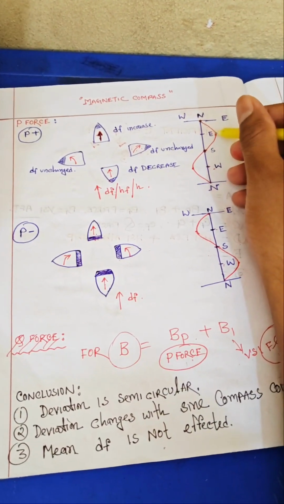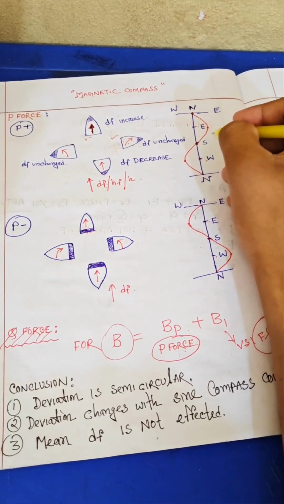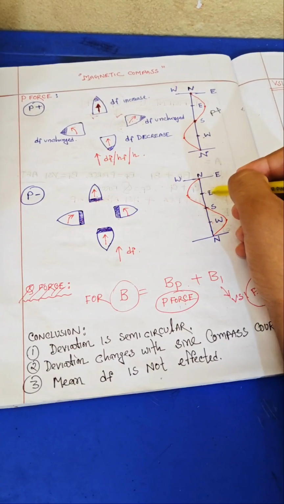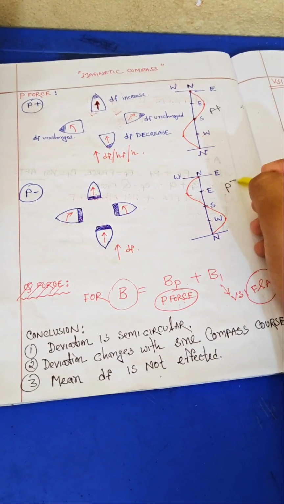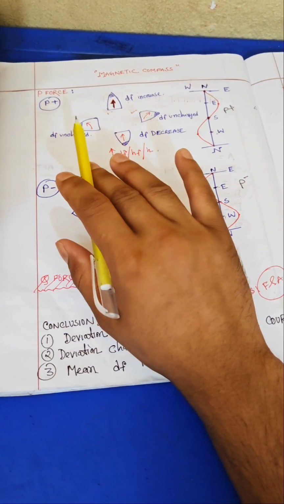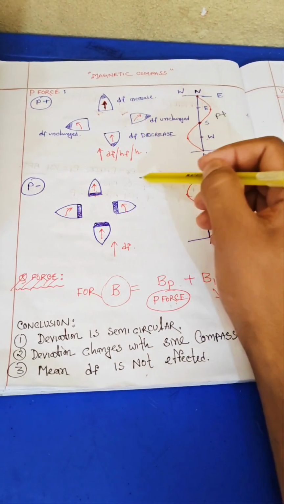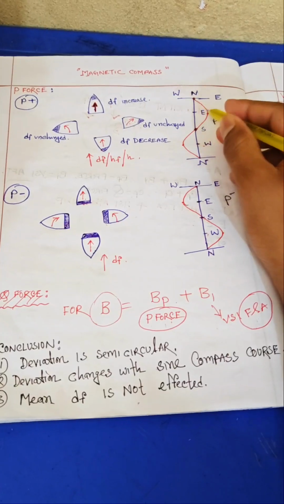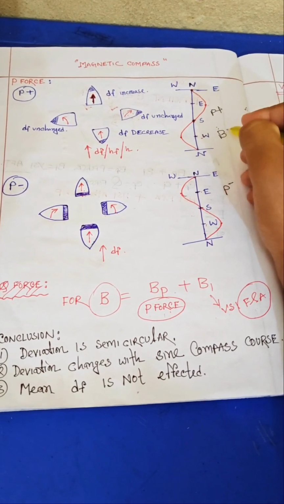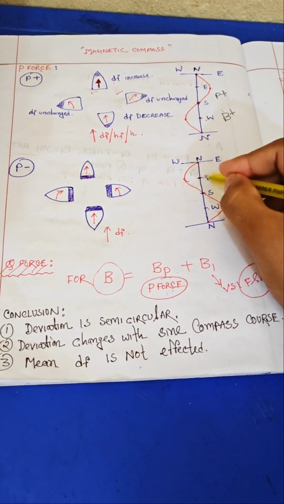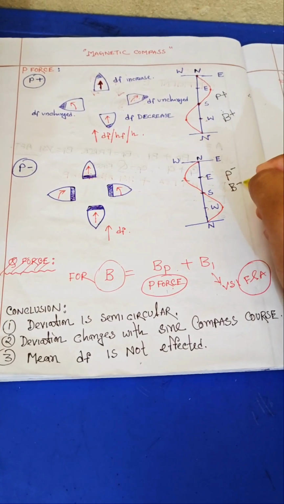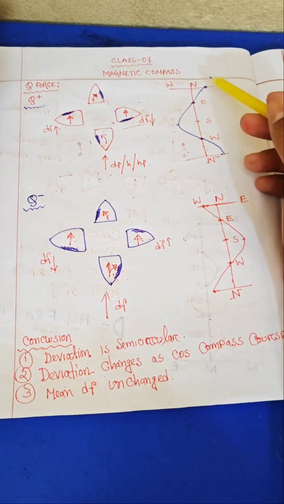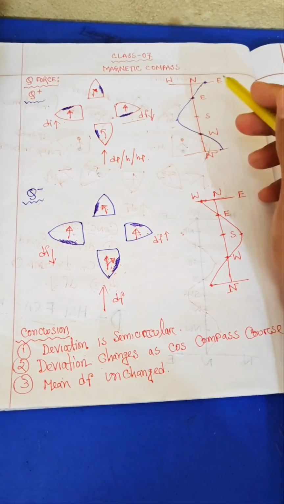Here you see easterly heading, easterly deviation, so P will be plus. Remember, okay? Easterly heading, westerly deviation, P minus. This one you know, correct? And since this P force is for the B coefficient, easterly heading, easterly deviation, B plus. Easterly heading, westerly deviation, B minus. Understand?